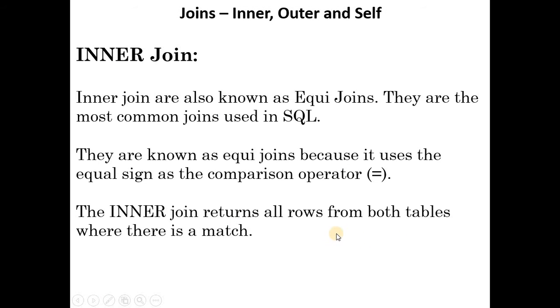With this, let's see the inner join. Inner joins are also known as equijoin. They are the most common joins used in SQL. They are known as equijoins because they use the equal sign as the comparison operator. The inner join returns all the rows from both tables where there is a match. If there is no match, those records are not returned. Only the rows which have matching values in the columns are returned.